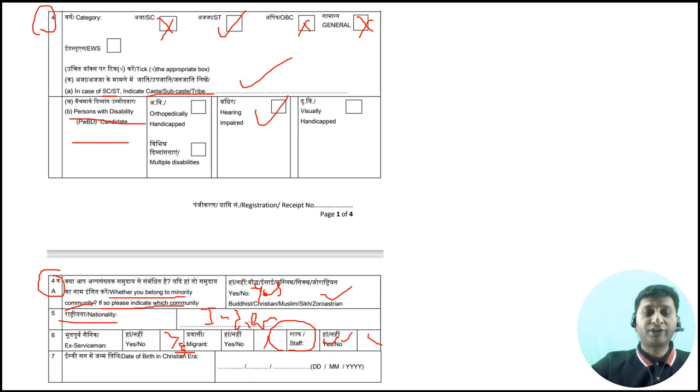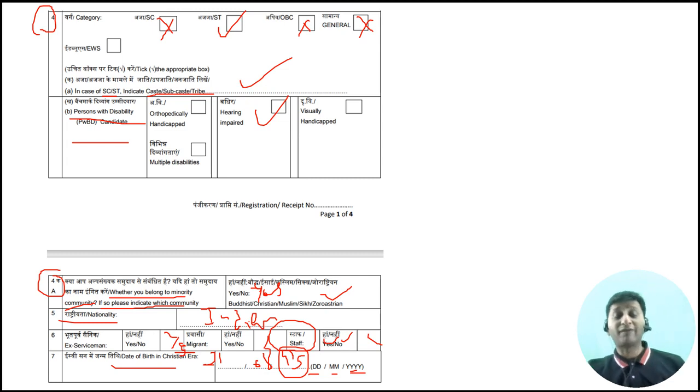Then you have to mention your date of birth in the Christian era. The format is very clearly written. Suppose your date of birth is 21st August 1995. Then do not write 95 here. This is wrong, because the format is YYYY. You have to write 1995. This is a very common mistake which most people make. Please do not make this mistake.